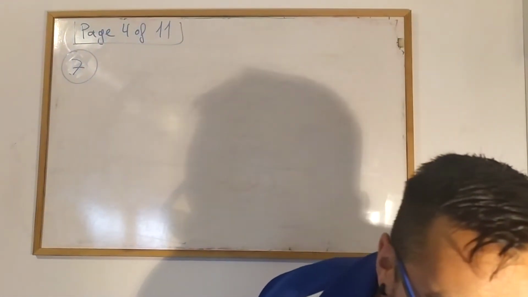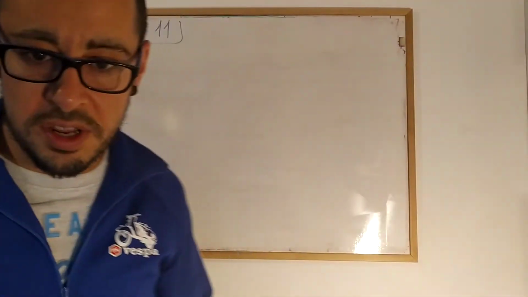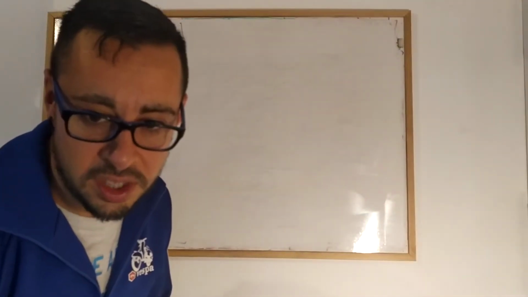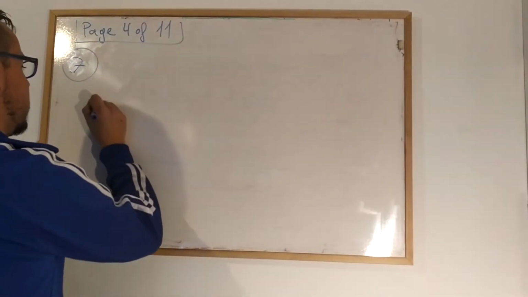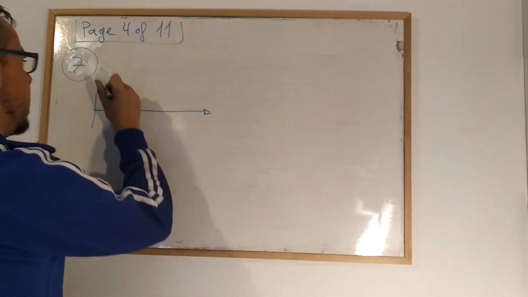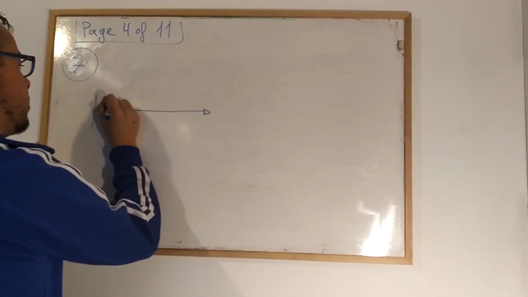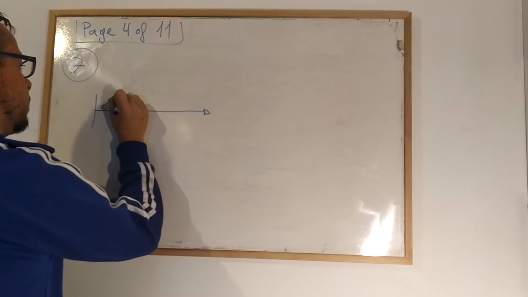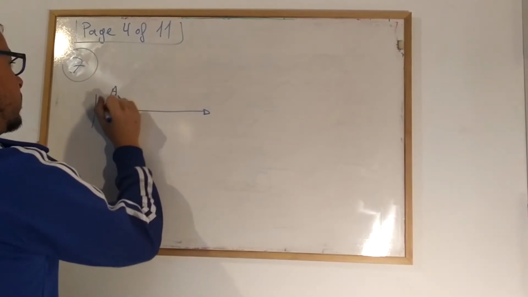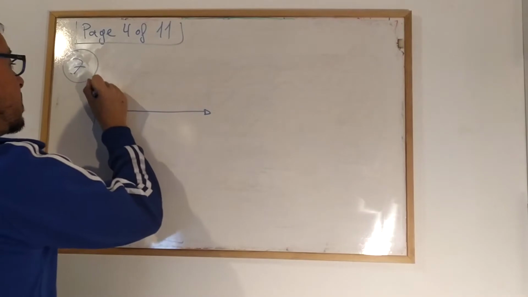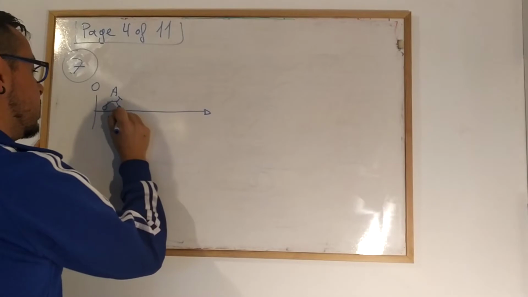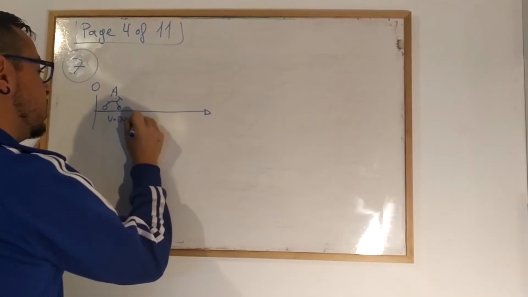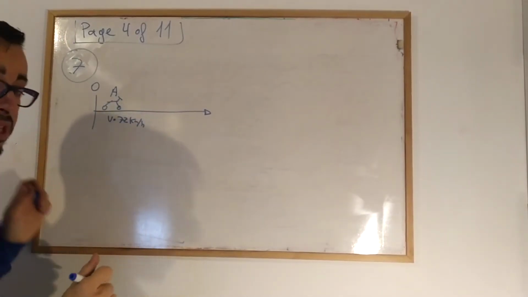Exercise 7. Okay. A cyclist A starts off from an origin with a rectilinear trajectory at a speed of 72 kilometers per hour. Okay. We have the cyclist A, which starts from origin, and the speed is 72 kilometers per hour.